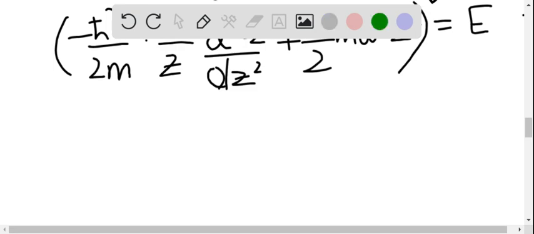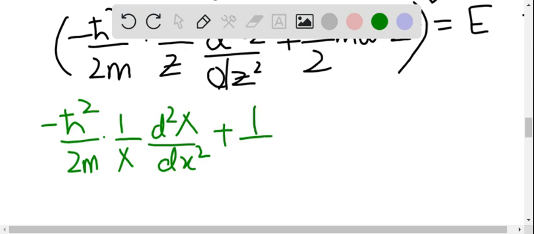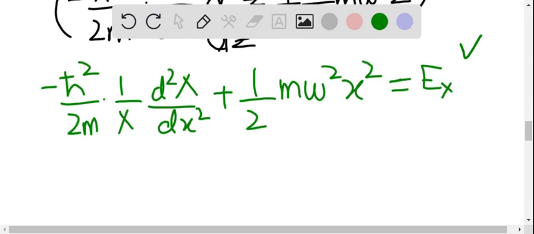So it means that we can write it as negative ħ² divided by 2m times 1 over X, d²X divided by dx², plus 1 divided by 2 mω²x² is equal to Ex, right? Over here what we have done, we have just separated the variables completely, right? Similarly we would write another equation for y, right?